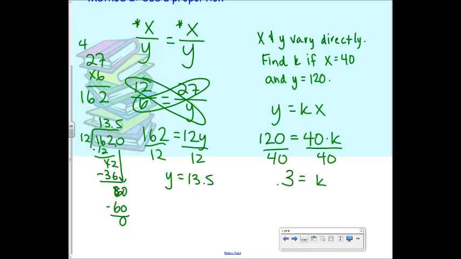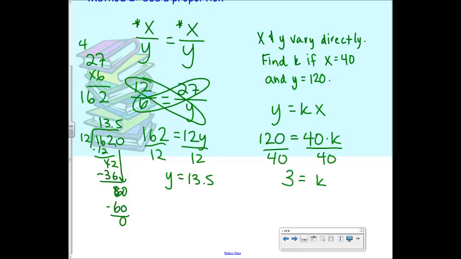All right, so that looks like a decimal. It's not. So when do you want to use the equation? When you're looking for the constant. When you're looking for the k, you want to use the formula. When do you want to use the proportion? When you're looking for x or y. Yep.